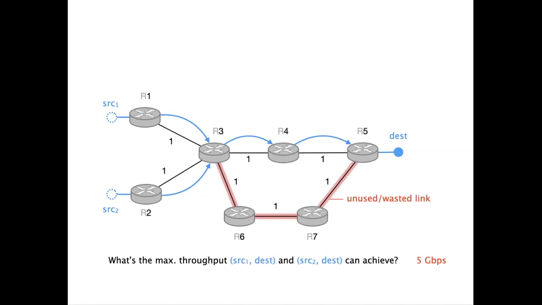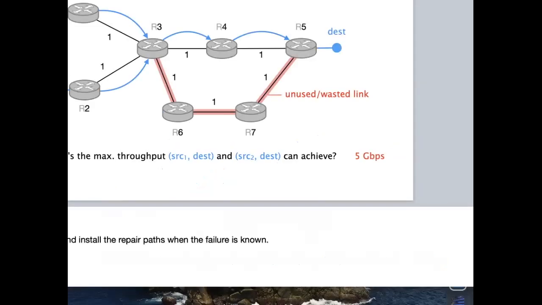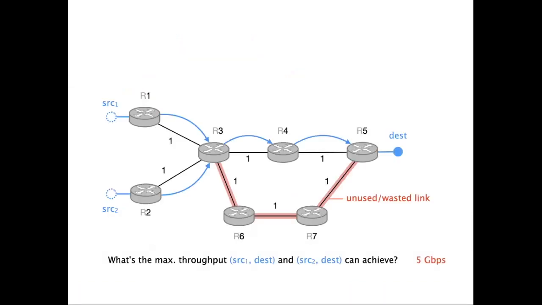So that's kind of annoying, because in this network, assuming all the links are 10 gig per second, what we see is that we are not using the entire lower path. All right, that's it for polls, I think. Essentially there is unused and wasted bandwidth in our network.